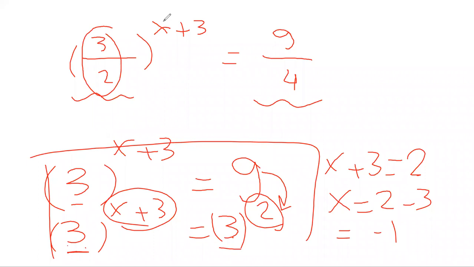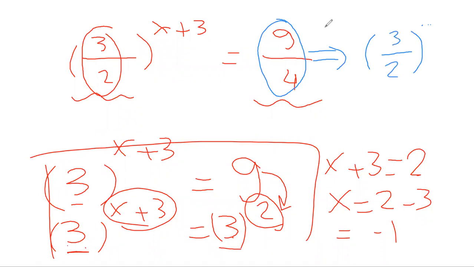And this one is what? 9 over 4. Of course I want the same power. I want to remove this one, and I want a power here, so that I make this 3 over 2 to be the same base. So 3 over 2 to the power what gives me 9 over 4?